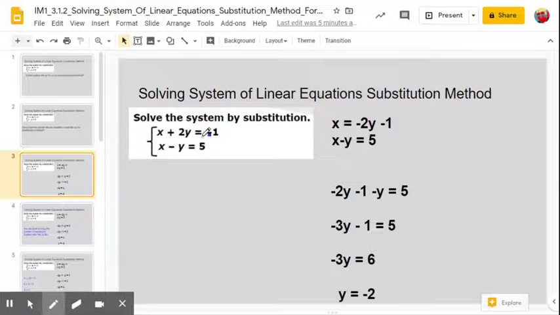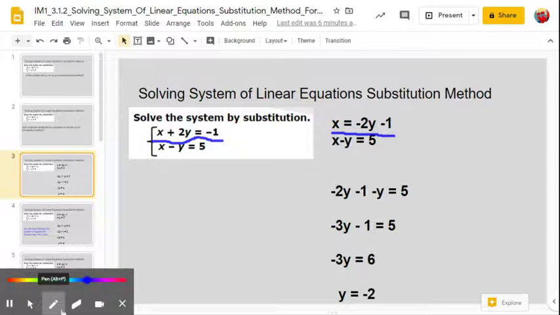So we subtract 2y from both sides and we get this new equation, x equals -2y minus 1. So the top equation has been rewritten as x equals -2y minus 1, also known as x form. And the bottom equation remained the same, x minus y equals 5. So here's my new system. So now this is set up for substitution, right?